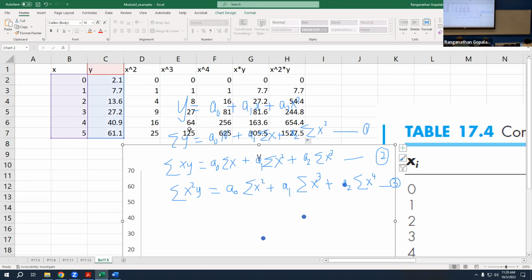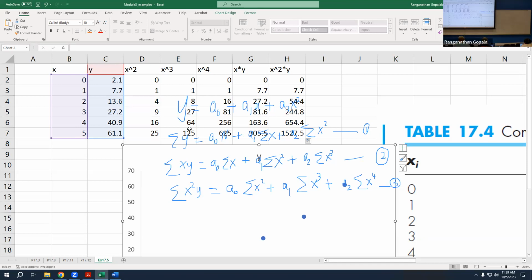What is your question? Do we count 0 as an n value? So do we have 6 ns or 5 ns? 0 is not a counter, this is the value of x. You have to include the first row, which is 0, 2.1. It's a data point. So the n value becomes 6, not 5.